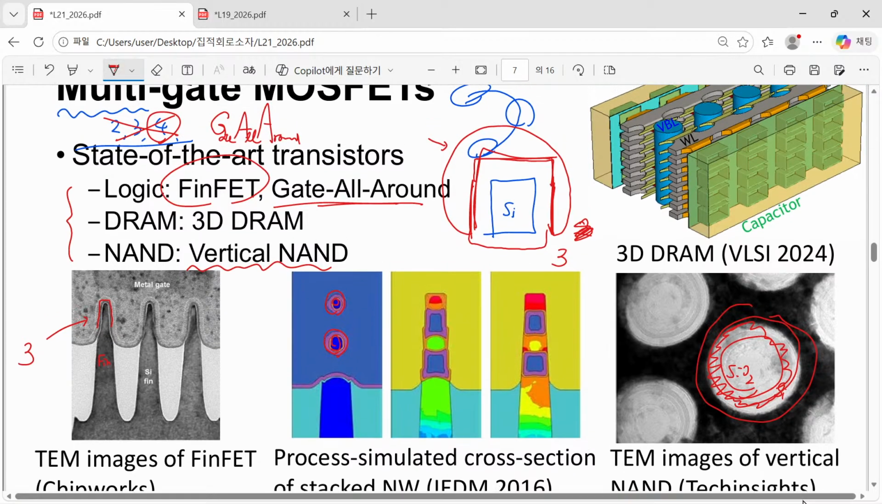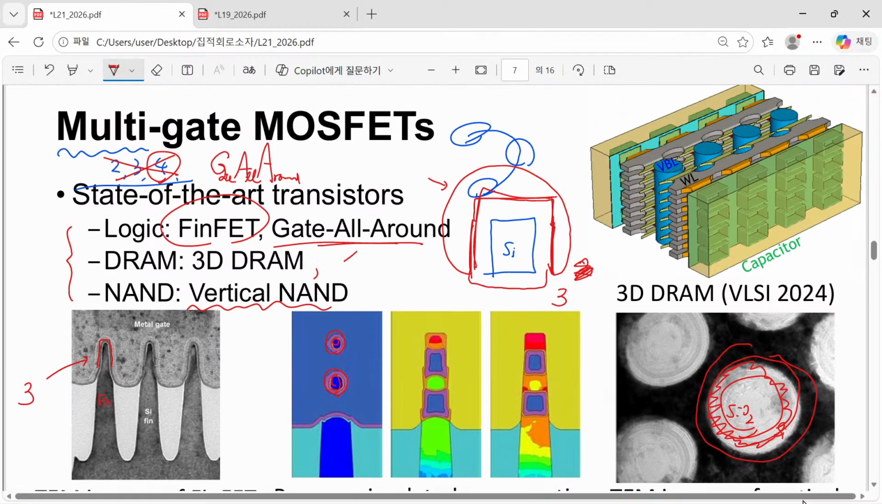Finally, DRAM. Although I have shown you that 4F square DRAM, this is really double gate, eventually we will move to 3D DRAM, and 3D DRAM is also in the form of a multi-gate transistor. So simply speaking, although we spend almost 2/3 of our semester's lecture hours on the planar MOSFET, nowadays state-of-the-art devices are all multi-gated devices. So we have to study multi-gated devices. That is the main point of today's talk.